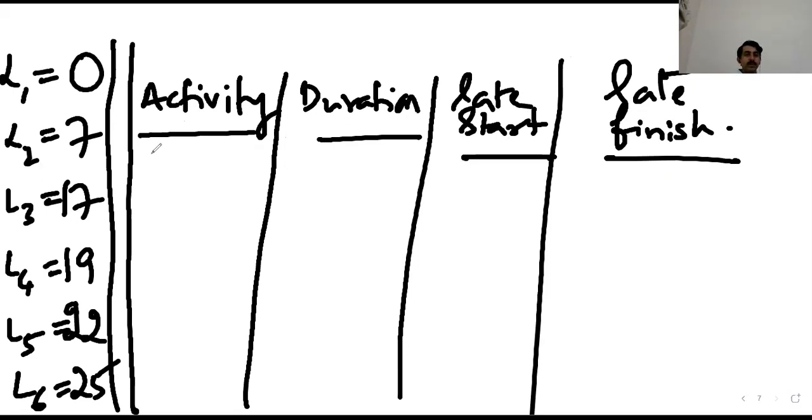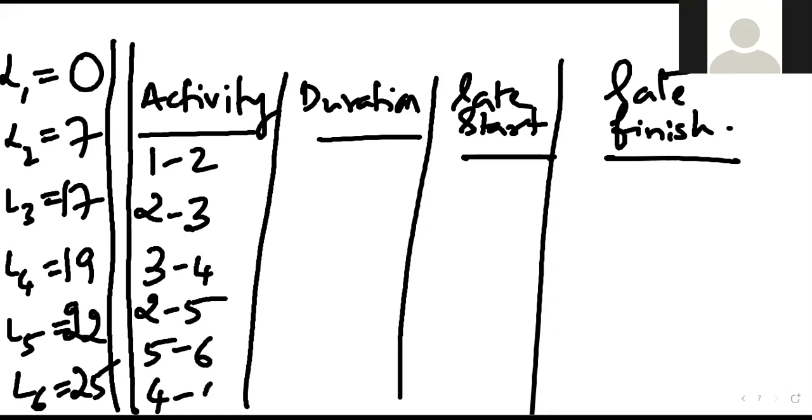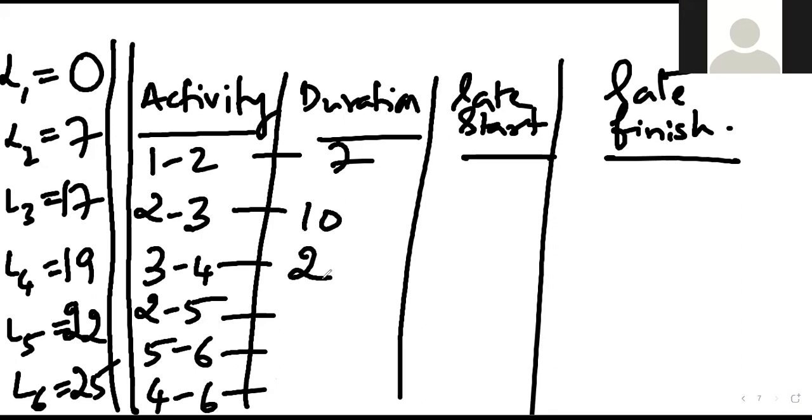What were the different activities? 1 dash 2, 2 dash 3, next, 3 dash 4, 2 dash 5, okay, 5 dash 6, okay, 4 dash 6. Duration: 7, 10, okay, 2, 2, all right, 3, 6.